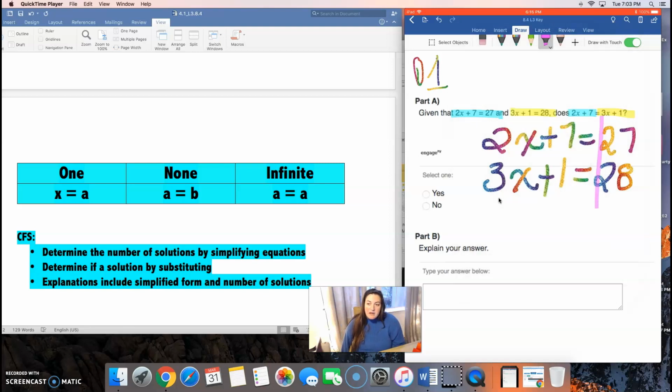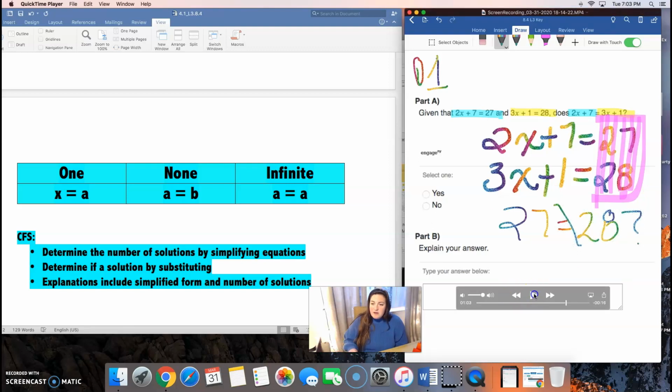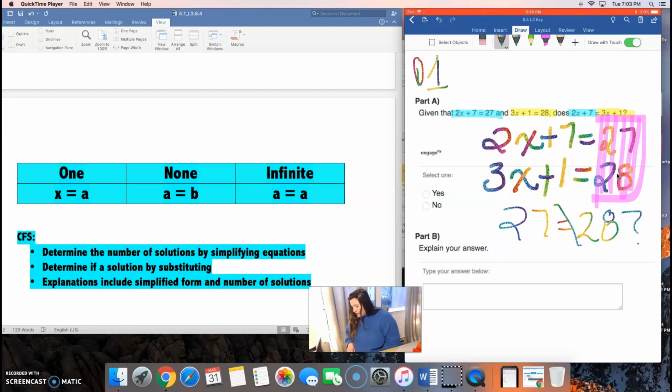And I'm going to ignore everything on the left-hand side, and I'm just going to highlight the 27 and the 28. Because essentially what they're asking us is, does 27 equal 28? And that absolutely is not true. 27 does not equal 28, and it'll never equal 28. And we can set that equal to each other because we know that 2x plus 7 equals 27. We know that 3x plus 1 equals 28 because they told us. No other reason other than because they told us.